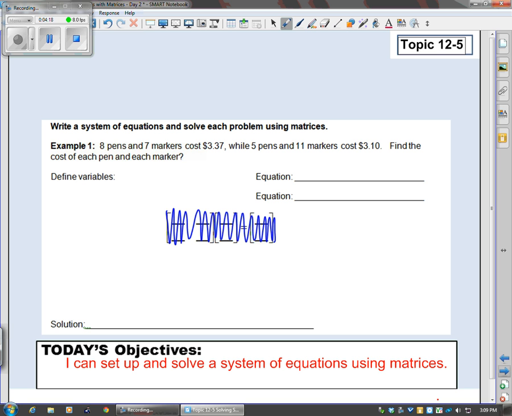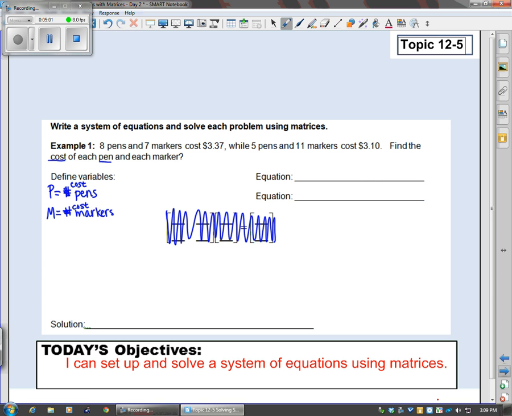Example 1 says 8 pens and 7 markers cost $3.37, while 5 pens and 11 markers cost $3.10. Find the cost of each pen and each marker. So the first thing you want to do is define your variables. Let's let P equal the number of pens and M equal the number of markers. You have to look for the two things that we're trying to figure out. Okay, and they usually tell you. And I'm sorry, this shouldn't say number. Hello, it says cost of each pen. So cost of each pen and cost of each marker.